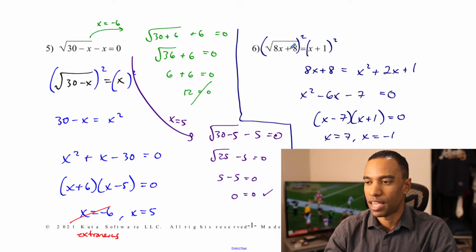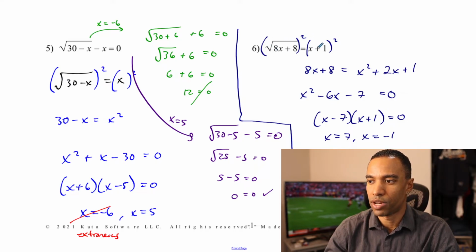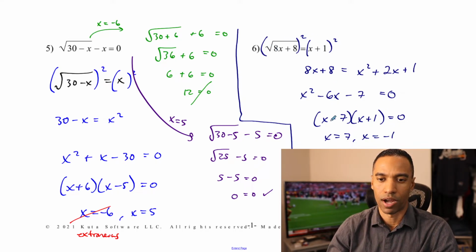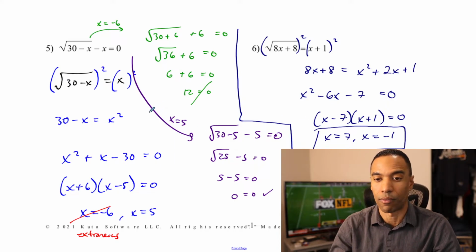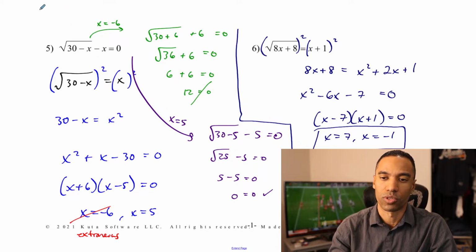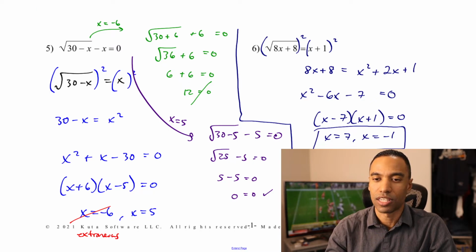Negative 8 plus 8 is 0. Square root of 0 is 0. Negative 1 plus 1 is 0. Negative 1 checks out. Both do work. So 2 solutions to that one right there. 2 solutions. All right, let's keep moving forward.